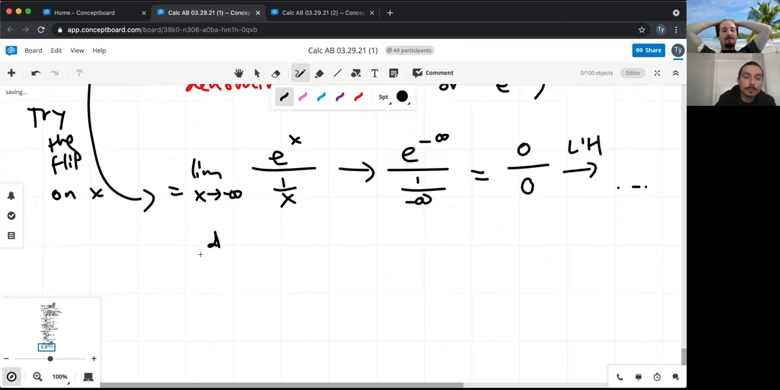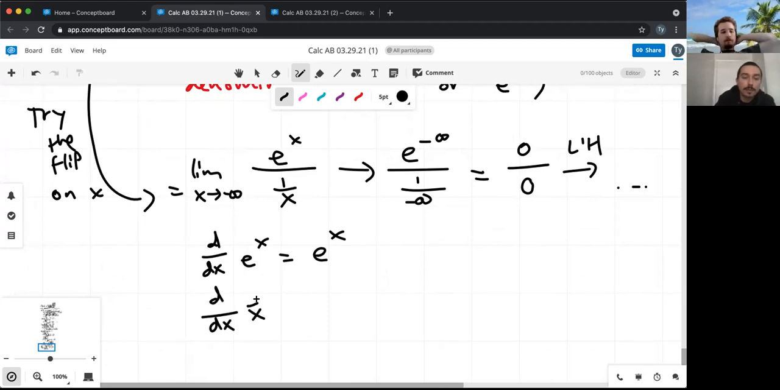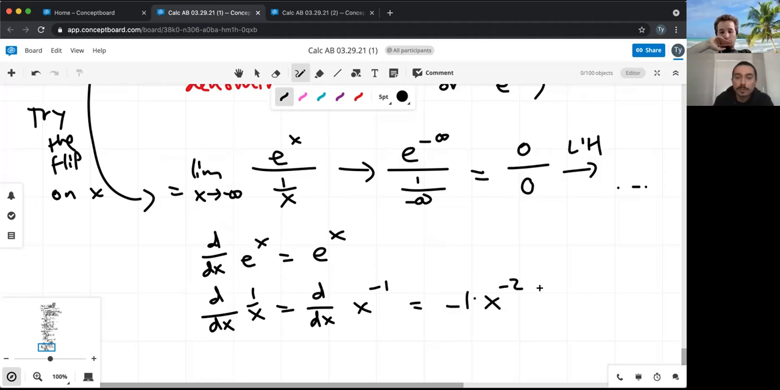We take the derivative of the top. We take the derivative of the bottom. So the derivative of 1 over x is the same as the derivative of x to the -1, just another way to rewrite this. And now we can use the power rule. So we bring this out front, and then we decrease the power. And if you want to rewrite this again, that's -1 over x squared.